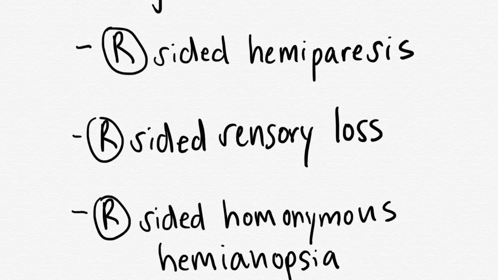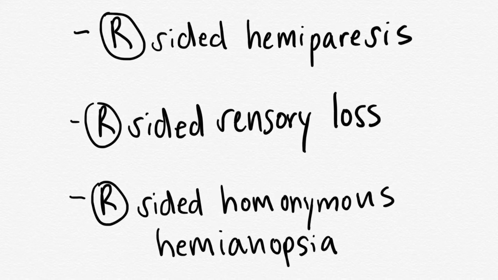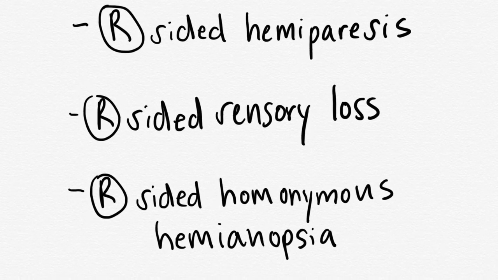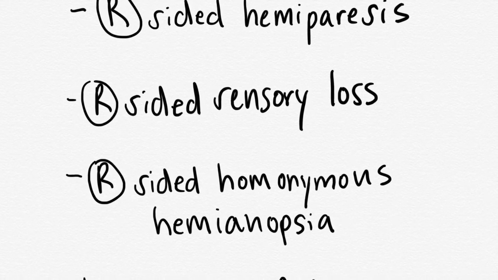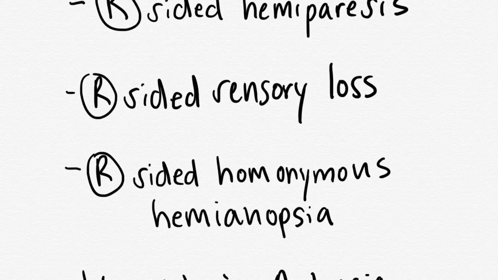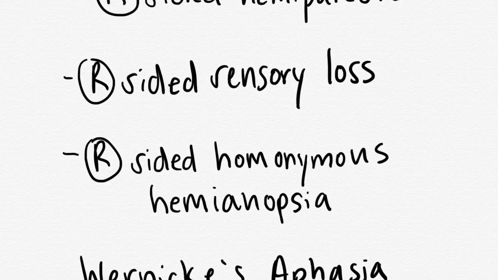We did not include this test in the video due to time constraints. Based on the PT-OT evaluation and the caregiver's note that the patient cannot seem to see the right side of their environment, this patient is exhibiting right-sided homonymous hemianopsia.